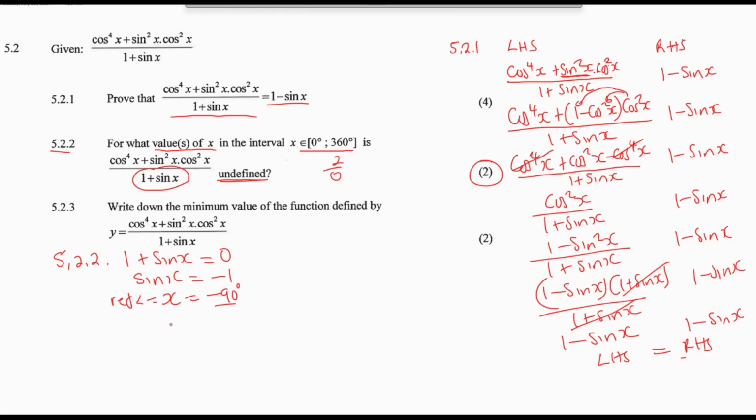And then using the general solutions, remember, it's going to be x, our reference angle, which is -90 degrees. This is for sine x. So it's going to be -90 degrees plus 360 times k, where k is an integer. Or we can have x is equal to 180 degrees minus -90 degrees, and then plus 360 times k, where k is an integer. But we want this basically between 0 and 360.